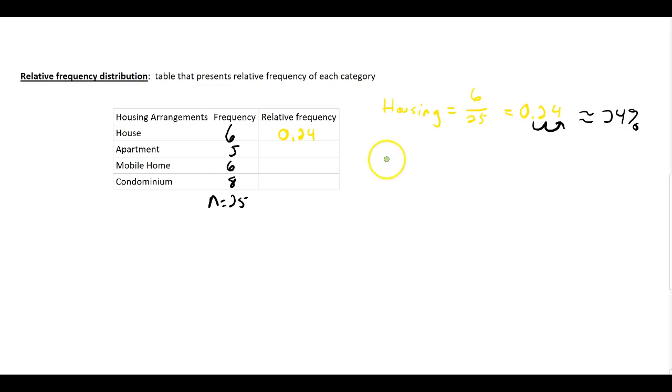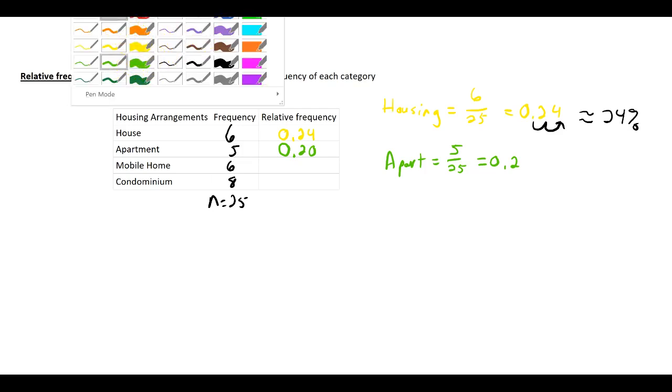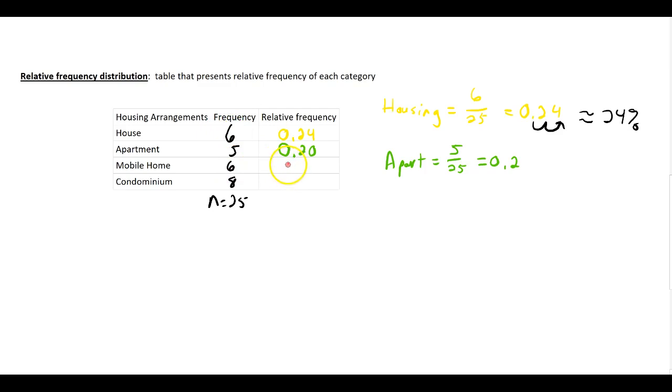Now let's look at the apartment. And so the apartment was 5 divided by 25. And so if I take 5 divided by 25, I get 0.2. Notice I'm not having to round these because they're coming out to exactly 2 or 3 decimal places. Now for mobile home, that's actually kind of easy because it's the same as the house. So I can just put 0.24. I can, over here, show my work by saying 6 divided by 25 is equal to 0.24.